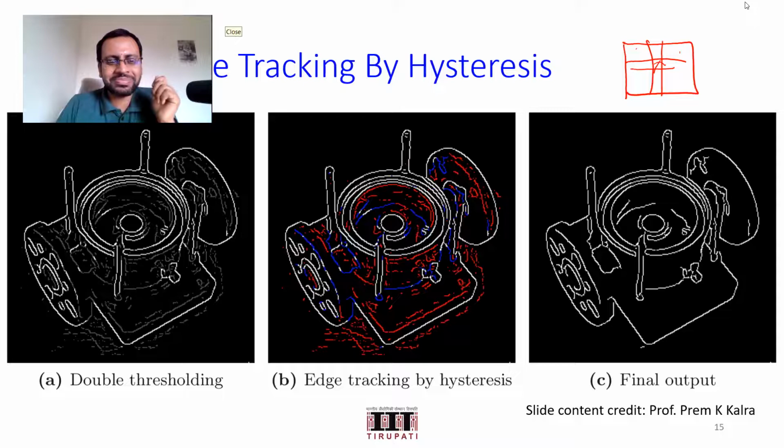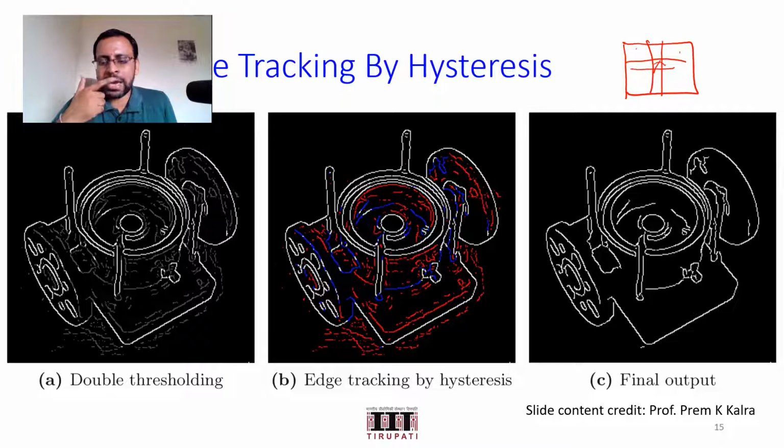Vaishnavi, can you hear me, sir? Yes, we can hear you, Vaishnavi. Yes, so on the stronger one, we will see the neighborhood, and if there is any weaker edge, then we will consider it as a stronger edge. Can you repeat?